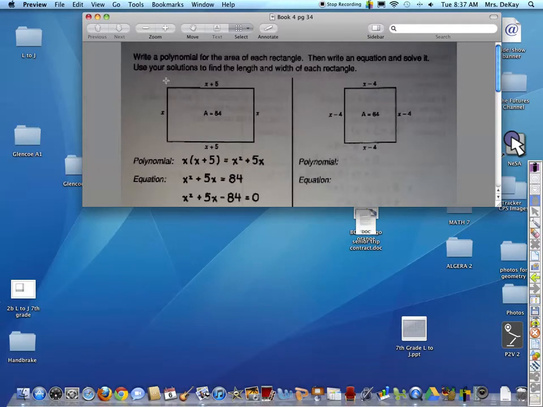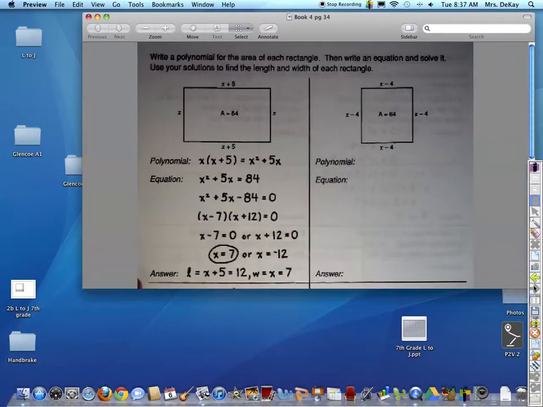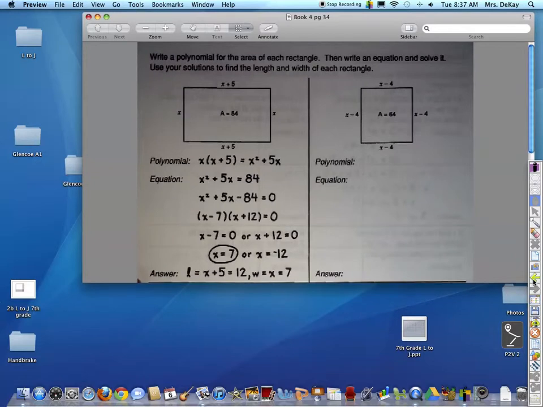Okay, write a polynomial for the area of each rectangle and then write an equation and solve it. Use your solutions to find the length and width of each rectangle. So if we talk about area of rectangles, how do we do that? We do length times width. Area of a rectangle is length times width.